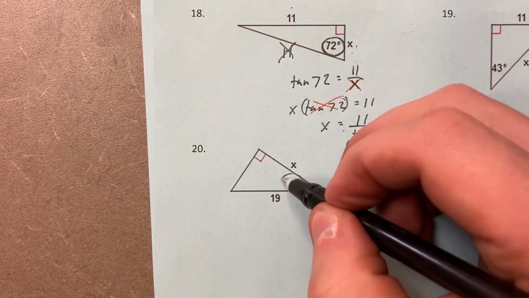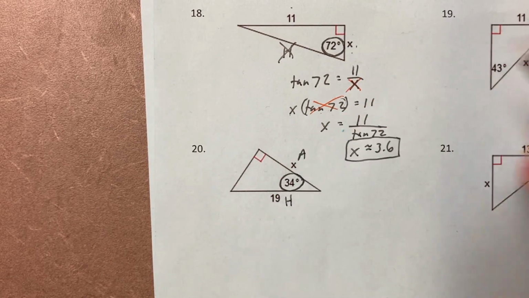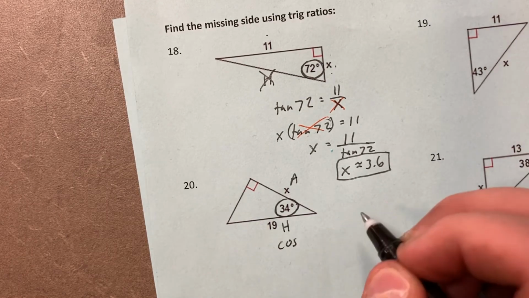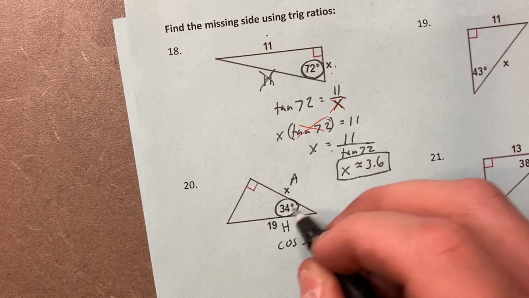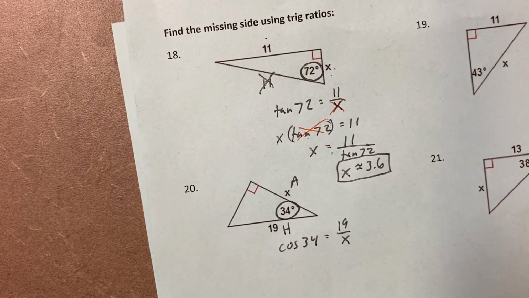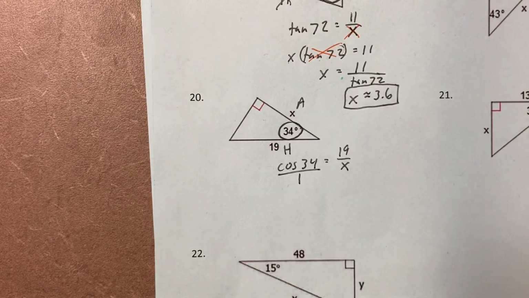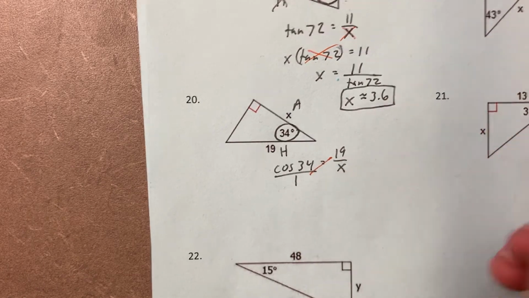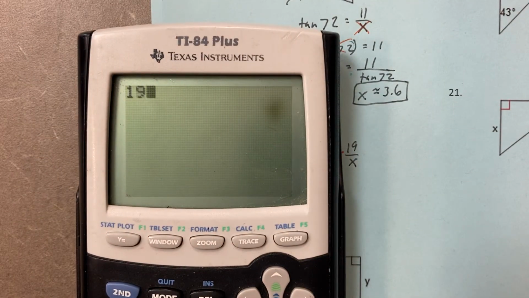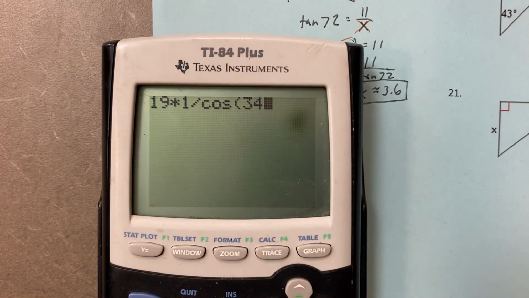All right, next one. Here's my angle of reference. I've got the hypotenuse. I've got the adjacent leg. Which one uses hypotenuse and adjacent leg? That would be a cosine. The cosine of 34 is equal to 19 over x. Now, here's another way to solve this. Think of it as a proportion. In this case, you cross multiply and divide by the remaining number to solve for x. So I could do 19 times 1 divided by the cosine of 34.